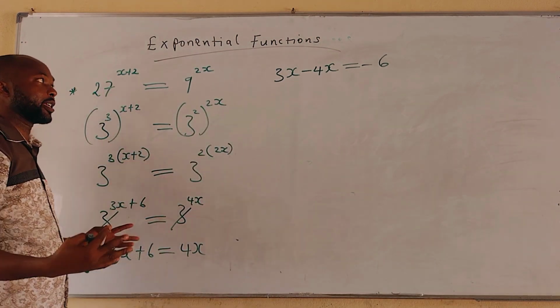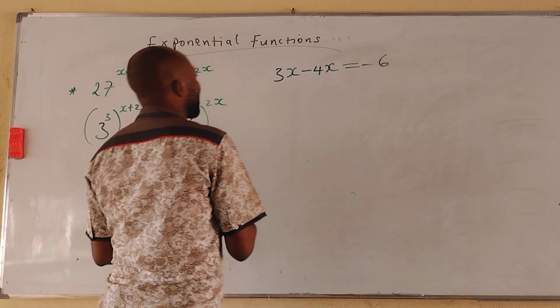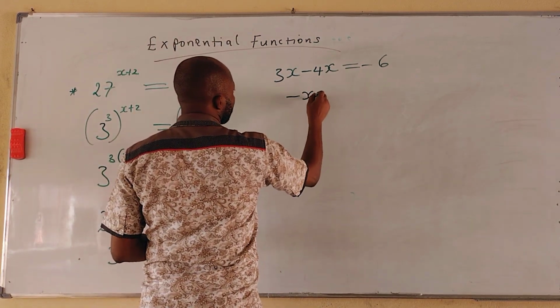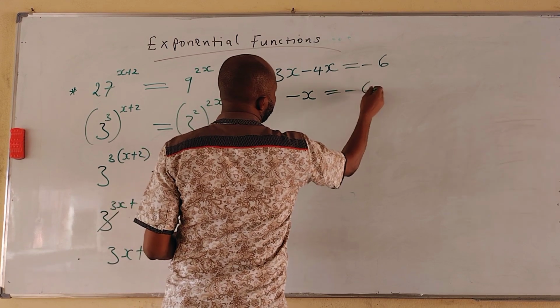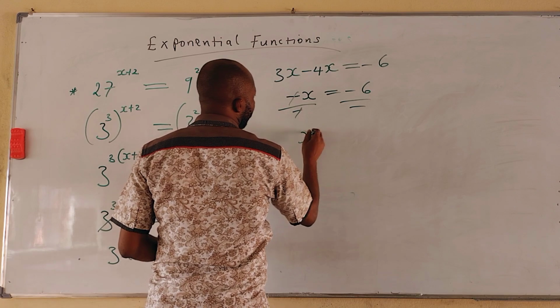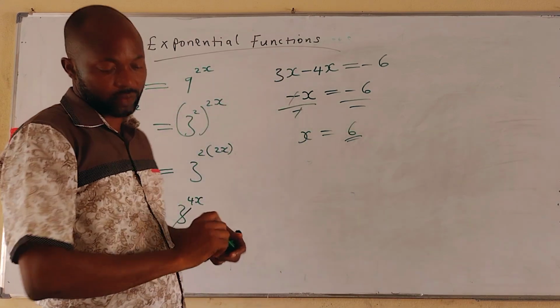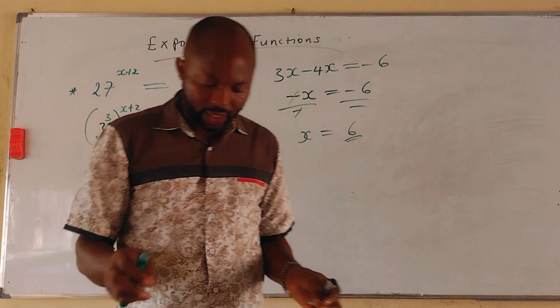So we collect like terms and bring the variables that are alike to one side. Now 3x minus 4x is minus x. This equals minus 6. We divide both sides by minus to get rid of this sign, and I have x equals 6. Okay, let's take another question.